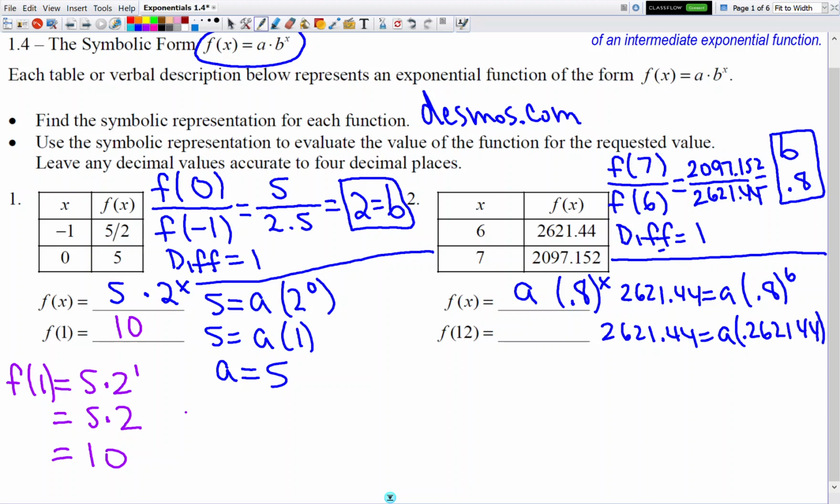So 0.8 to the 6th power is going to be 0.262144. Okay, so how do you think we solve for a? How do we get this a by itself? Well, hopefully you say, I think I have to divide by it. If you divide by 0.262144 on both sides, shouldn't your a be by itself? If you don't believe me, I'll show you what I mean. So we're going to divide by 0.262144 on both sides.